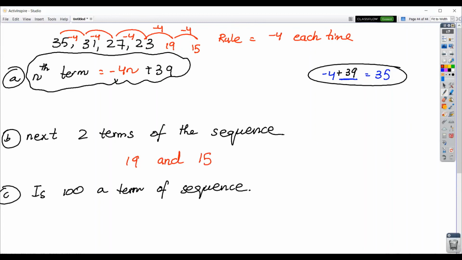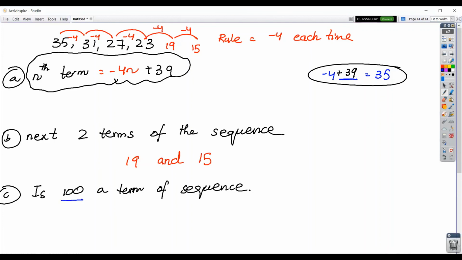Now to check the last one, whether 100 is part of this sequence or not, we are going to use the nth term formula, replacing the term with 100 and finding the n value from there. Whenever we find the n value, it must come out as a positive integer. If it comes out as a positive integer, we say it is part of the sequence. If it comes out as a decimal number, then we say that it does not exist in the sequence.